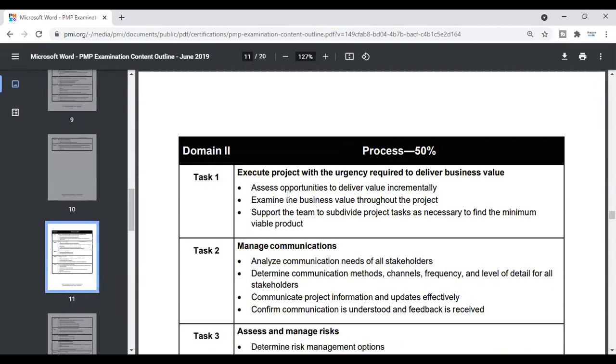The urgency required to deliver business value. When you're taking a look at task one in process, you almost immediately have to think in an agile fashion because agility is all about responding to what is needed as needed. So you got to assess the opportunities, and based on the opportunities you assess, you could choose to deliver incrementally. You could choose to deliver it one time if that is what is most appropriate. And you could choose to deliver it in frequent small increments or frequent smaller increments.